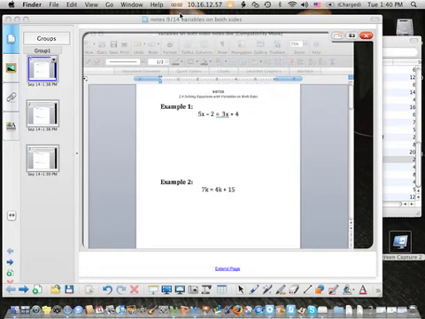Okay, today's notes are solving equations with variables on both sides. These were taken Tuesday, September the 14th in class. So basically what we're doing is we're trying to solve for x.